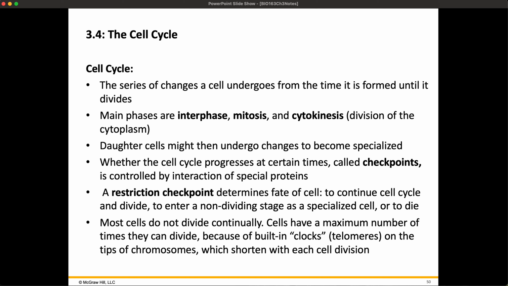Our cells are on this constant growth, development, and then apoptosis, the cell death cycle. The cell cycle is a series of changes that a cell undergoes from the time it's formed until it divides. The main phases are interphase, mitosis, and cytokinesis. Daughter cells might then undergo changes to become specialized.